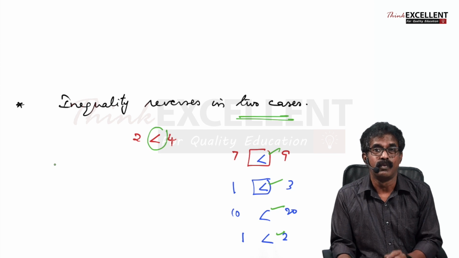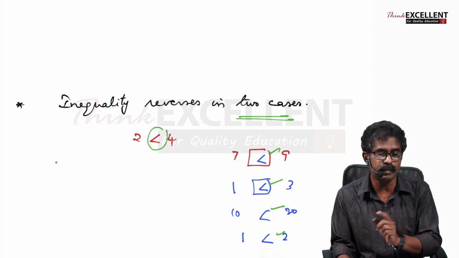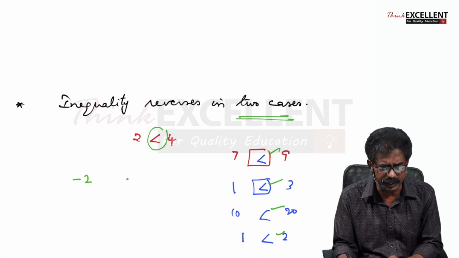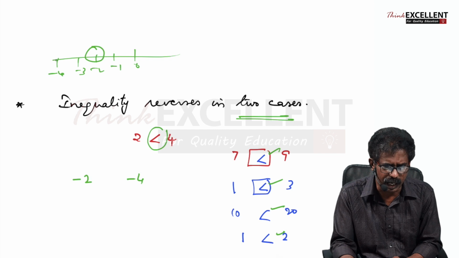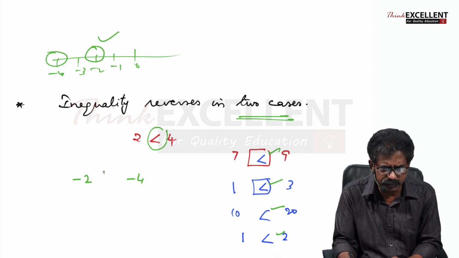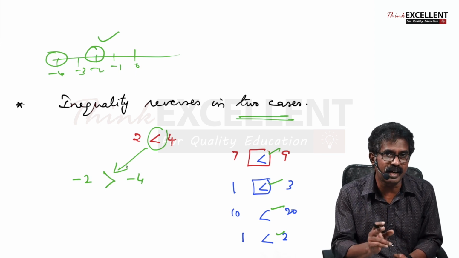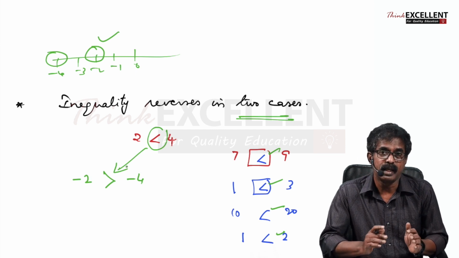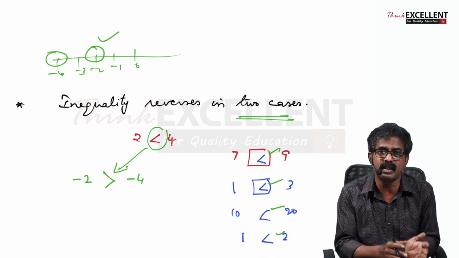When you multiply by a negative number. Here I multiplied by a positive number, right? If I multiply by a negative number, for example -1, see what happens: -2, -4. On the number line, you see 0, -1, -2, -3. When you move to the left side, the values are decreasing. So -2 and -4, which is greater? -2 is greater. So see, the inequality reverses. Less than becomes greater when you multiply or divide by a negative number. So this is one case. Reverses means less than becomes greater, greater than becomes lesser.